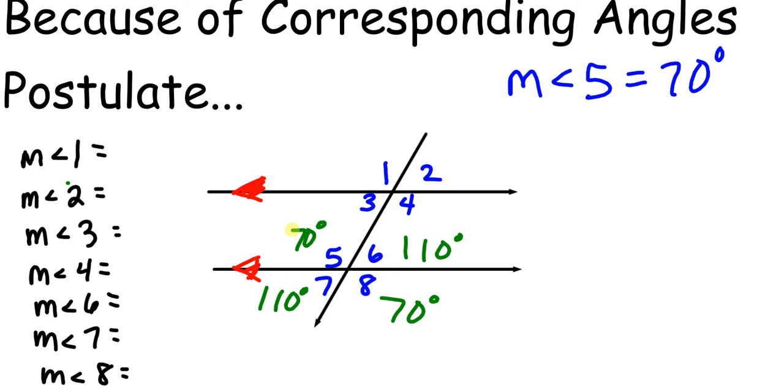So 1 and 5 are corresponding angles, and here they happen to be congruent because I have parallel lines. So if angle 5 is 70 degrees, then angle 1 is 70 degrees. Angles 2 and 6 are corresponding, and since we have parallel lines, those are congruent, so angle 2 is also 110 degrees. Angles 4 and 8 are corresponding angles, and since I have parallel lines, they're congruent, so 4 is also 70 degrees. Angle 3 and angle 7 are also our last set of corresponding angles, and since I have parallel lines, they are congruent. So angle 3 is also 110 degrees.